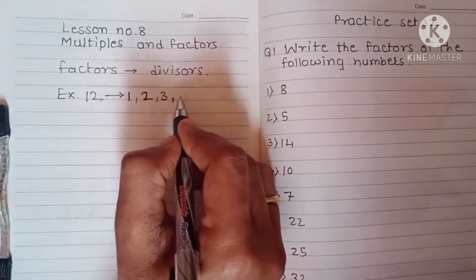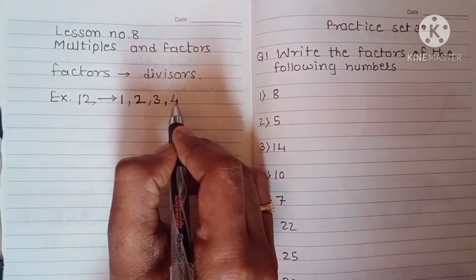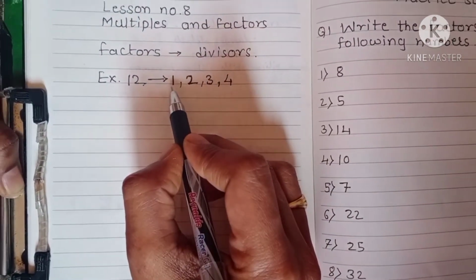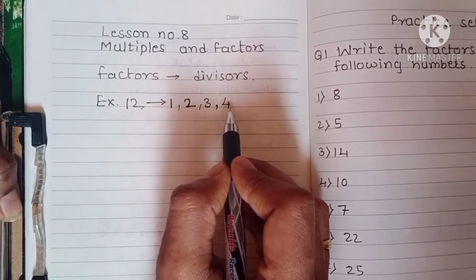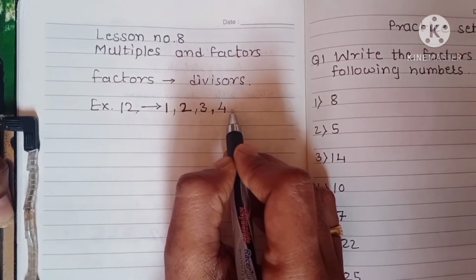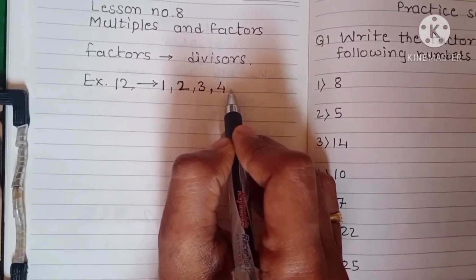The next number is 4. 4 is a factor of 12. Means in the table of 4, 12 is there, and with the remainder as 0. When you divide 12 by 4, we get remainder 0. So we can say that 4 is a divisor of 12.